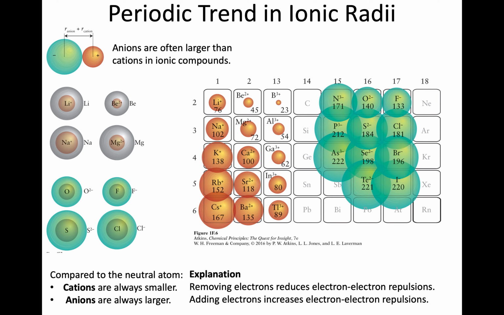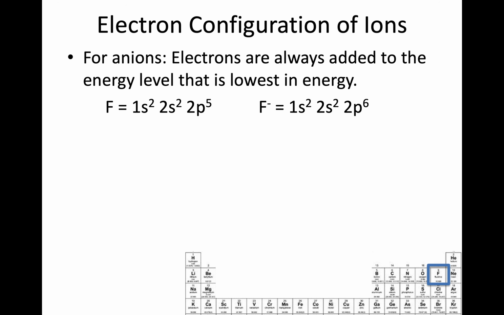Why is that? Cations are smaller than their neutral atoms because we're removing electrons that had been contributing to electron-electron repulsions. Anions are larger than their neutral atoms because we're adding electrons that will increase the electron-electron repulsions. This idea of forming cations, removing electrons, is linked to the idea of ionization energy.